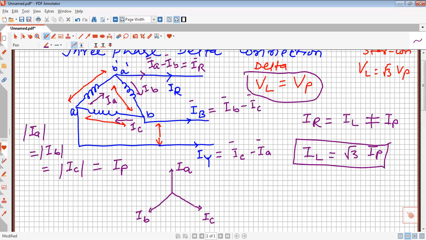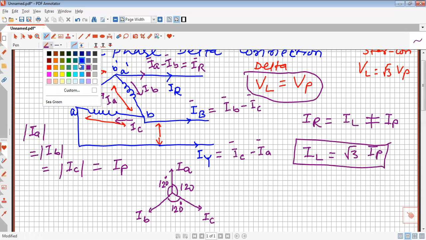And if I write I B here and C here, then its phase sequence will be A C B. So we have to derive the relation between line and phase current. The angle between each phase is 120 degree. Same relation we have seen also in a star connection, where we put the phase voltage. Here I have put the phase current. Now we have to derive this relation.